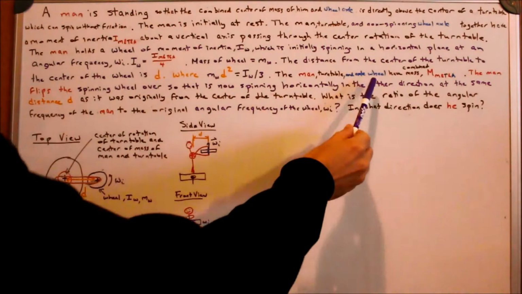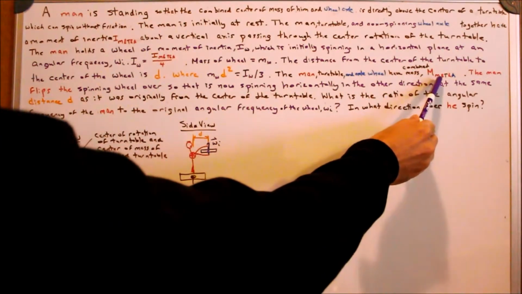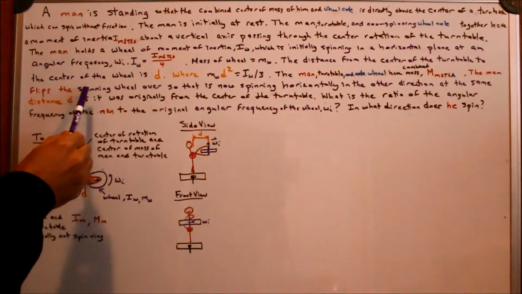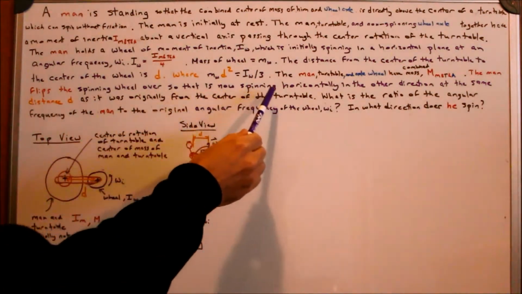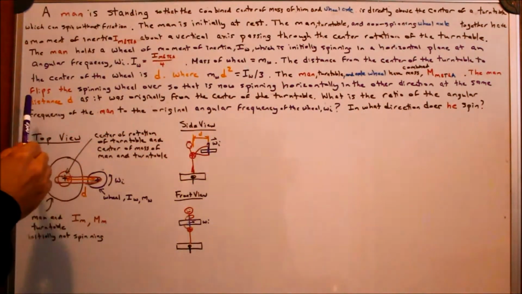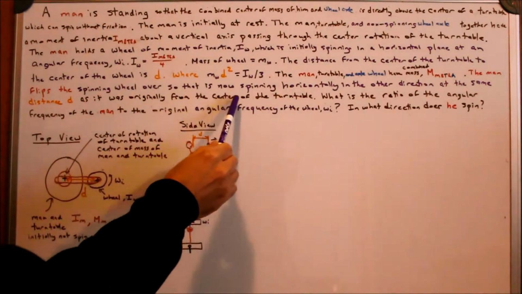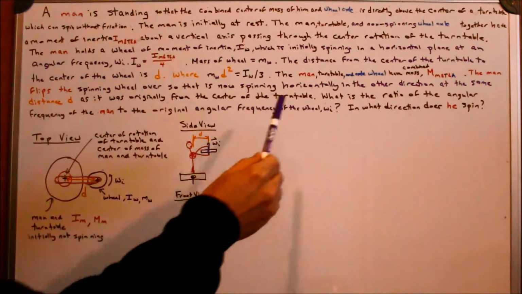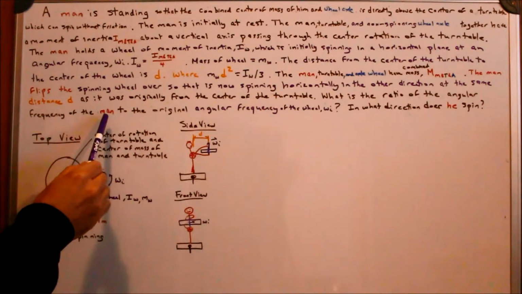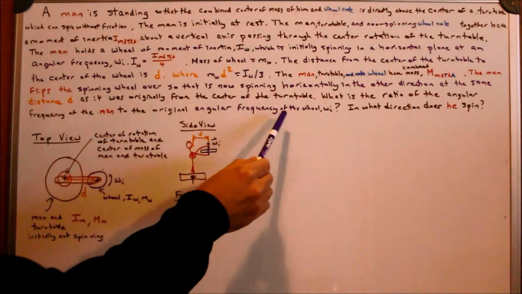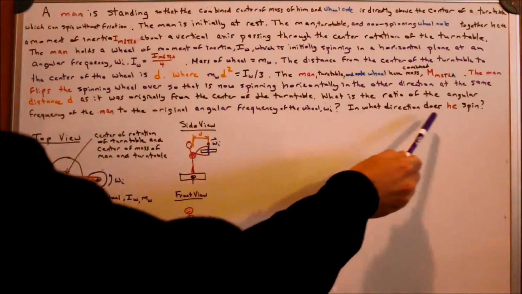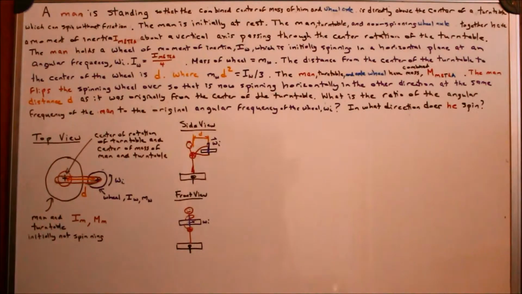The man flips the spinning wheel over, so it is now spinning horizontally in the other direction at the same distance D it was originally from the center of the turntable. Here's the question: what's the angular frequency of the man, as a ratio to the original angular frequency of the wheel, omega sub I? And in what direction does the man now spin?